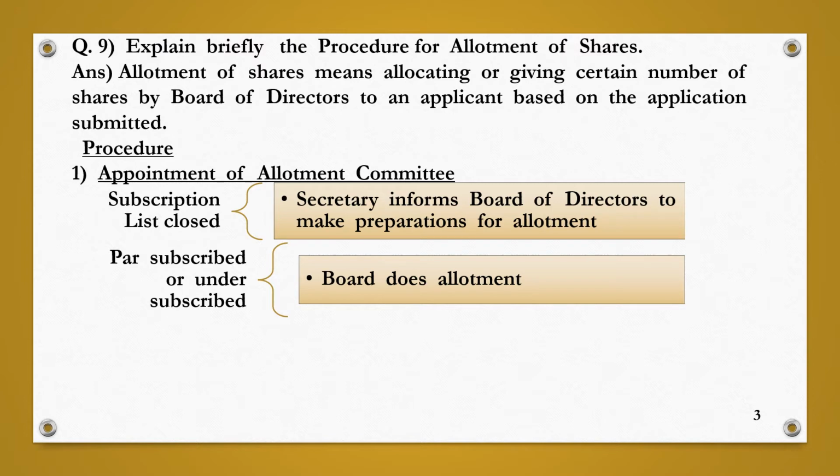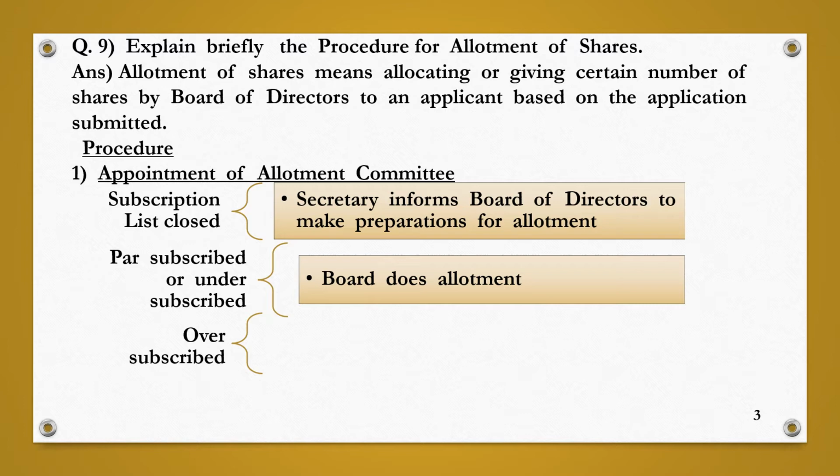When the number of the shares offered is equal to the number of shares subscribed, it is called as par subscribed. On the other hand, if the number of the shares subscribed by the public is less than the number of shares offered, it is called as undersubscribed. Further, if the issue is oversubscribed, that is, the number of the shares subscribed by the public is more than the number of the shares offered by company, it is called as oversubscription.